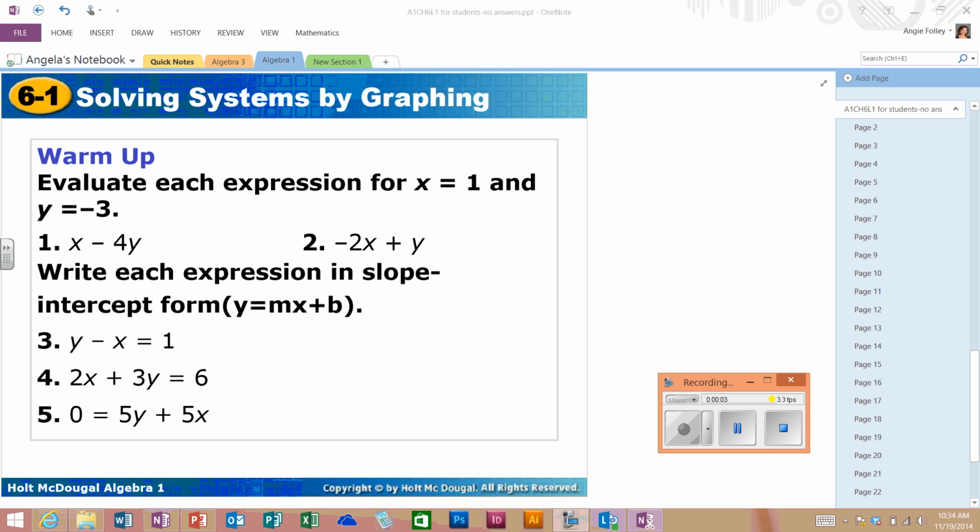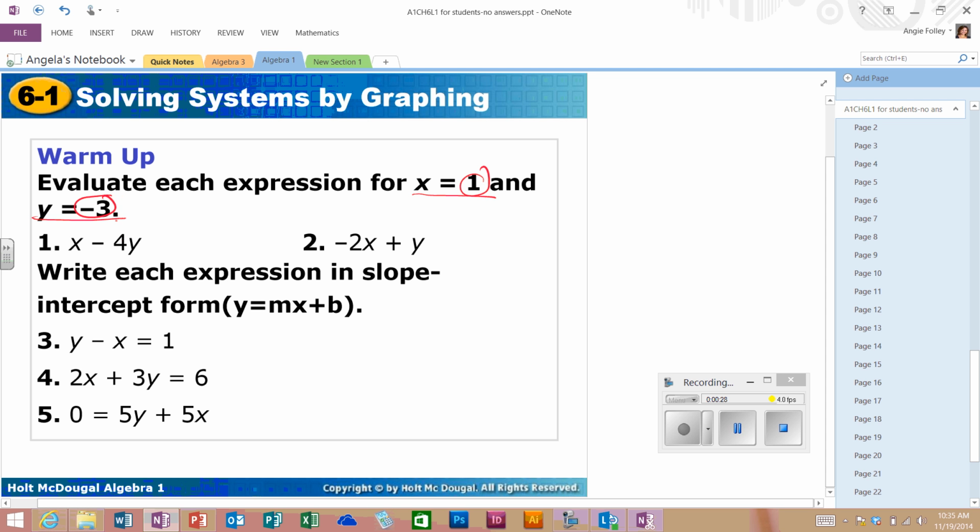We are on to Chapter 6. This is Algebra 1, Lesson 6.1. So we are going to start with our warm-up before we do anything else. And the first part says to evaluate the expression for x equals 1 and y equals -3. That means we're plugging 1 into x and -3 into y and seeing what value we get.